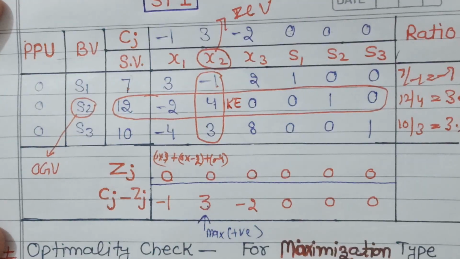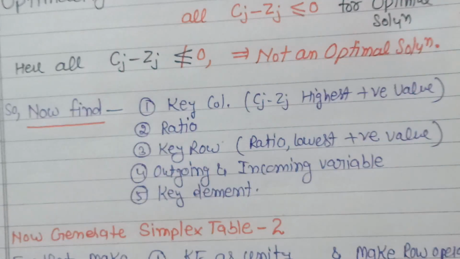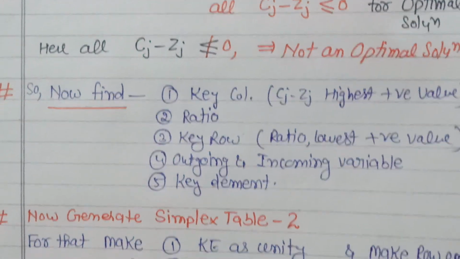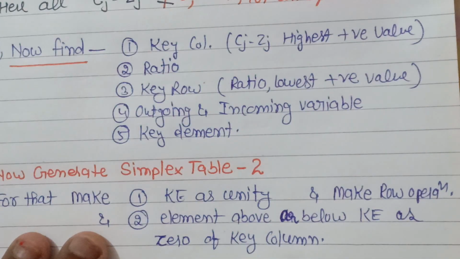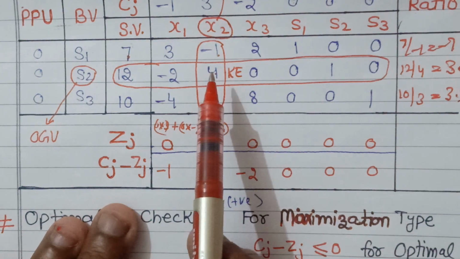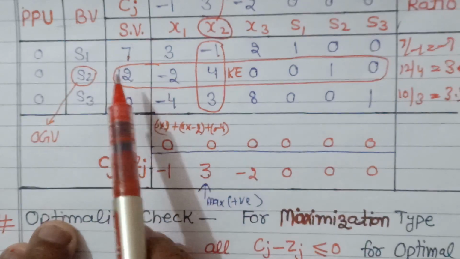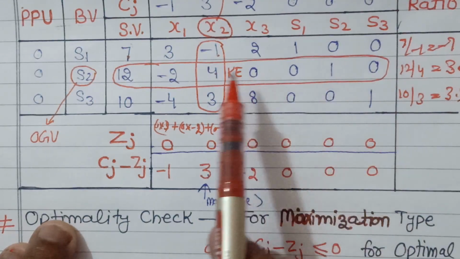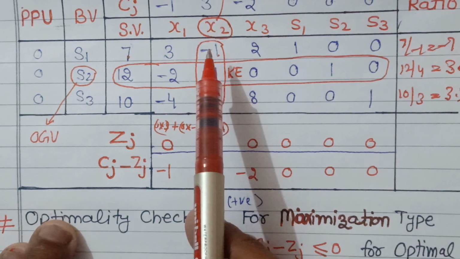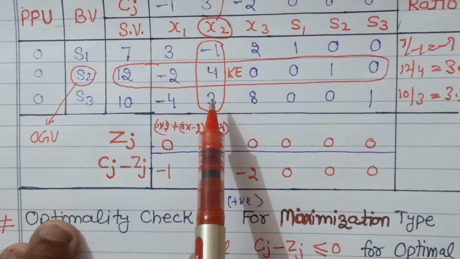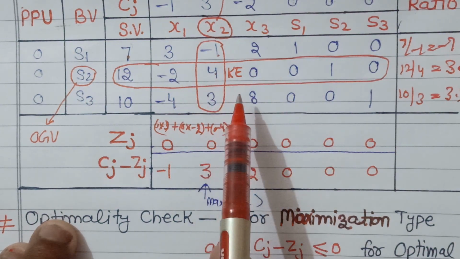Okay, now we have to generate the simplex table 2. We have found these different values in the simplex table 1. So in the simplex table 2, we have to first of all make this key element unity, and this can be made unity by dividing all this key row element by this key element. Then we have to make this and this element 0 in the simplex table 2, and for that we have to perform different mathematical operations.